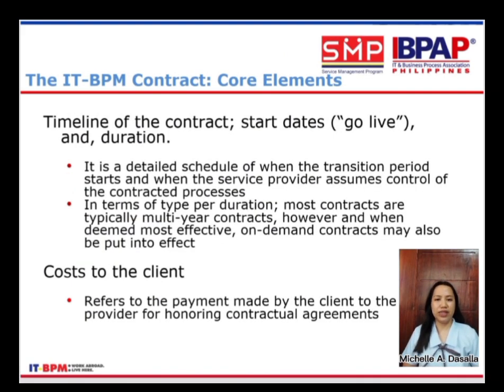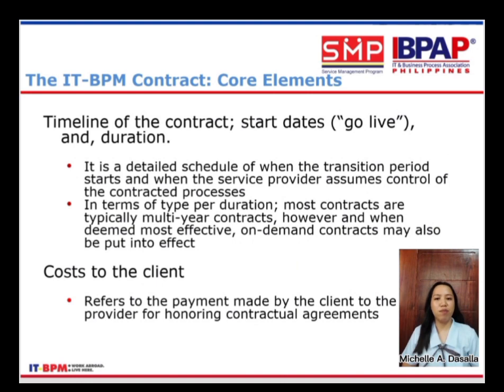Third core element is the timeline of the contract. It refers to two things: when the transition starts and for how long the contract will be in effect. It is a detailed schedule of when the transition period starts and when the service providers assume control of the contracted processes.